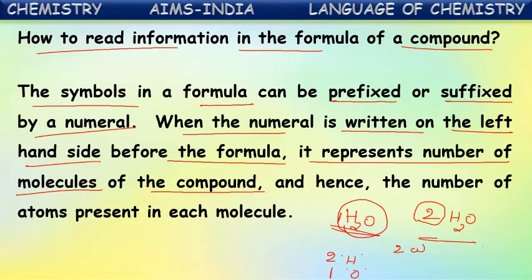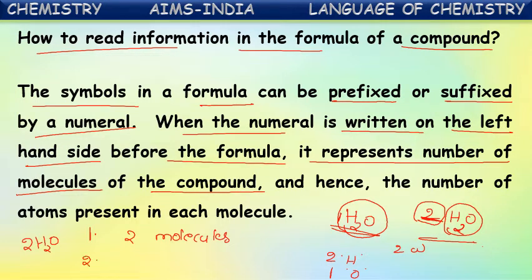The number written before the molecule represents the number of molecules of the compound, and the number at the subscript represents the number of atoms. Here I wrote 2H2O. The first question I am asking: how many water molecules are there? The answer is 2 molecules.